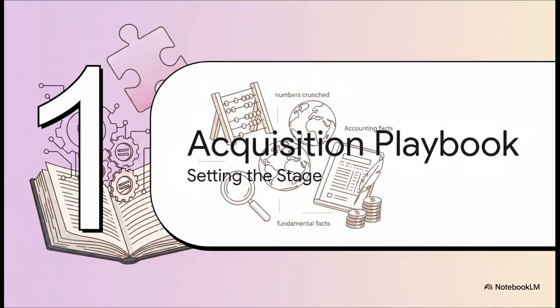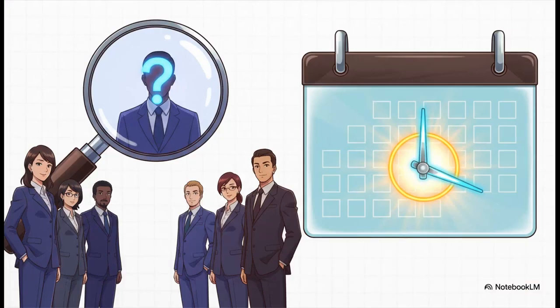All right, let's start with step 1, setting the stage. Before you even think about touching the numbers, we've got to establish the basic facts of the deal, the who and the when. It really just boils down to two simple but absolutely crucial questions. I know, it might seem kind of obvious, but the standard says we have to formally identify who the acquirer is and pinpoint the exact date that control officially changes hands.